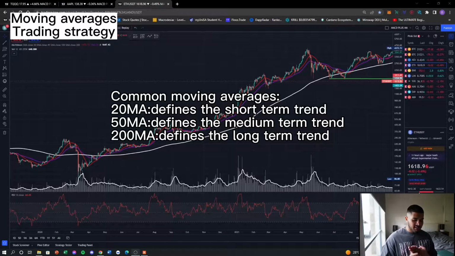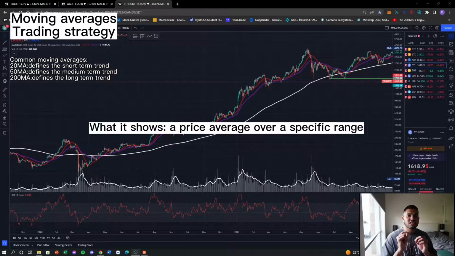One of the main things is that it helps us smoothen out the price changes. What it usually shows is the average price of a range. If you take the 20 MA, it shows the average price of the last 20 candles. That's all it does. It just shows you the average so that it's a bit more clear.